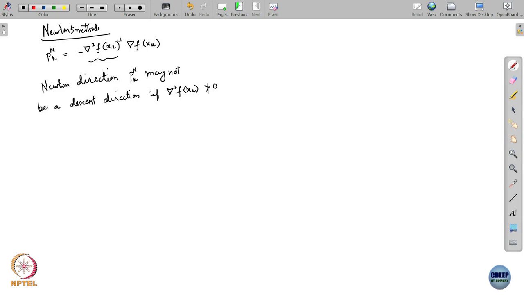So as a consequence, a lot of what we discussed so far doesn't actually directly hold for Newton's method, meaning that we are not necessarily decreasing at every step with Newton's method. We may not even be getting descent. We may in fact be getting ascent. We may be increasing the objective value, right? So when applying Newton's method, although the method is intelligent in the sense that it takes into account the curvature of the function, we have to make sure that we are in fact getting descent, right.